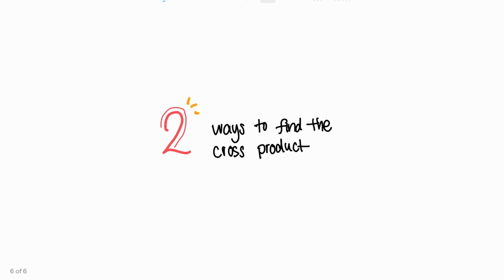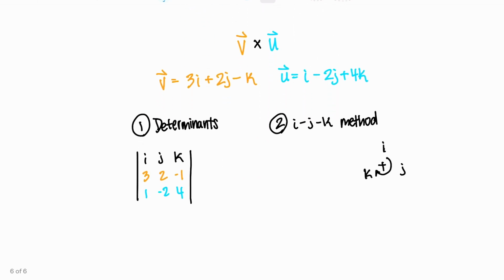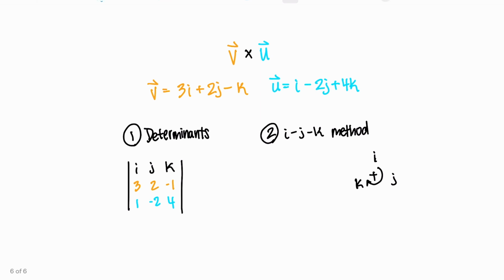Okay, so in this video I'm going to share with you two ways to find the cross product. So here we have two vectors. The first method is by using determinants, which is commonly known, and the second method is what I like to call the IJK method. I personally like using the IJK method because you can get the answer straight away. So let's go with the determinants first.